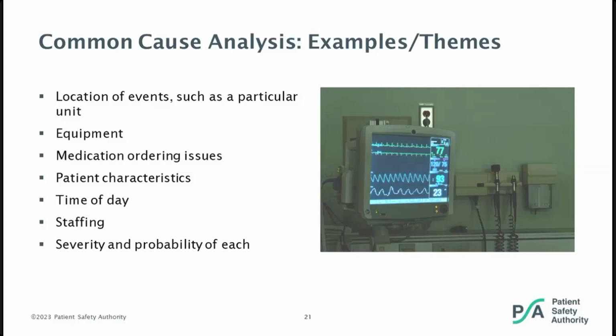Medication ordering issues is another good one. Patient characteristics. Maybe time of day. We're starting to see these events. Let's say that you looked at falls throughout your facility and you saw that there were certain times of the day that you had an increase in falls. Might be something where you want to look at staffing. Is our staffing adequate for evening shifts, night shifts? And then we want to look at the severity and probability of each of these.